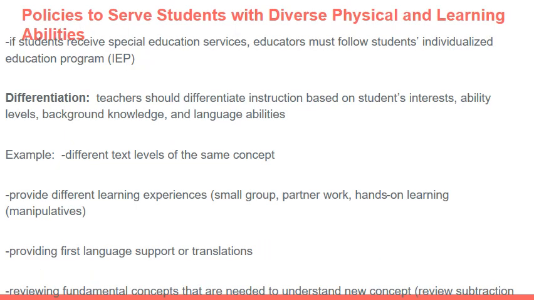Now we'll discuss policies that help serve students with diverse physical and learning abilities. If students qualify for special education, then educators must follow students' individualized education program. The Individualized Education Program, or IEP, details what type of instruction or what type of environment students will receive their instruction and for what part of the day. It also details what types of accommodations students will receive.